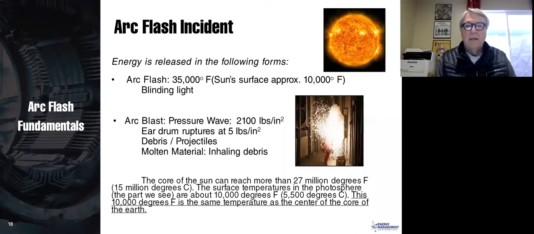Next, we have an arc blast. We have a pressure wave that is up to 2,100 pounds per square inch. Our eardrum ruptures at 5 pounds per square inch. Plus, we get debris, projectile, molten material, and we can inhale some of that debris because when we're shocked, we tend to breathe in, and that's really a bad time for that. So not only are these things loud, but they actually rupture your eardrum. And you can tell that because of thunder. Imagine how loud thunder is when you're right next to it if you can hear it 10 miles away.